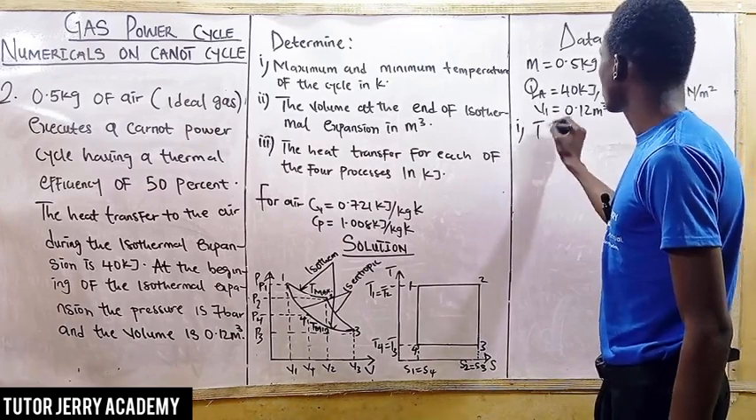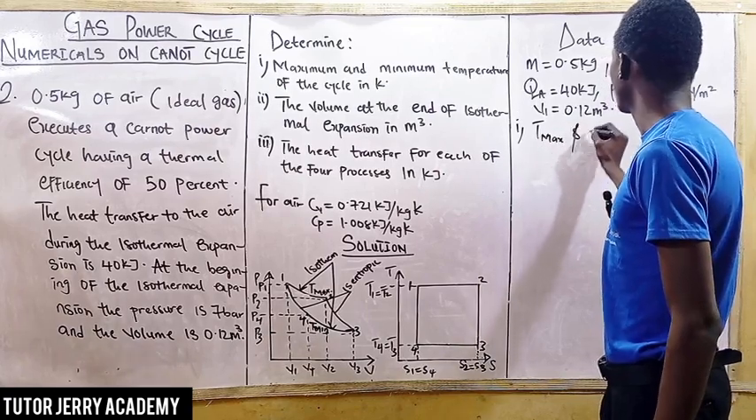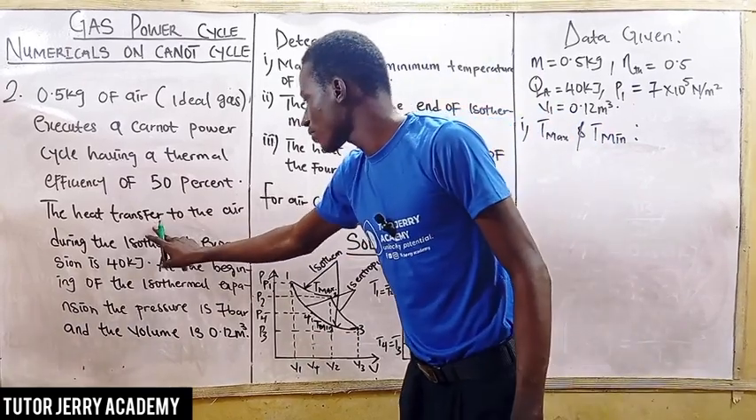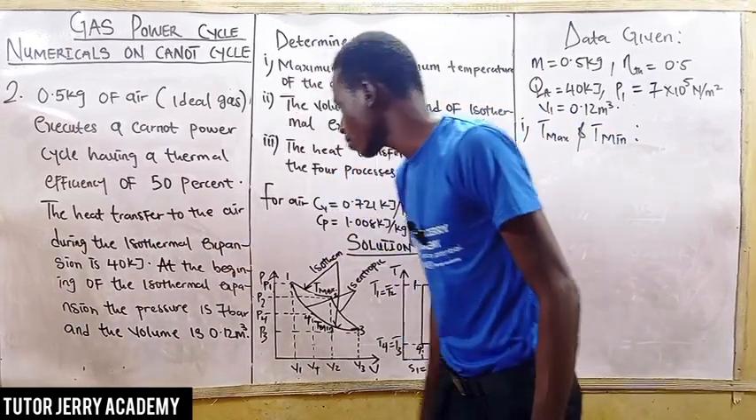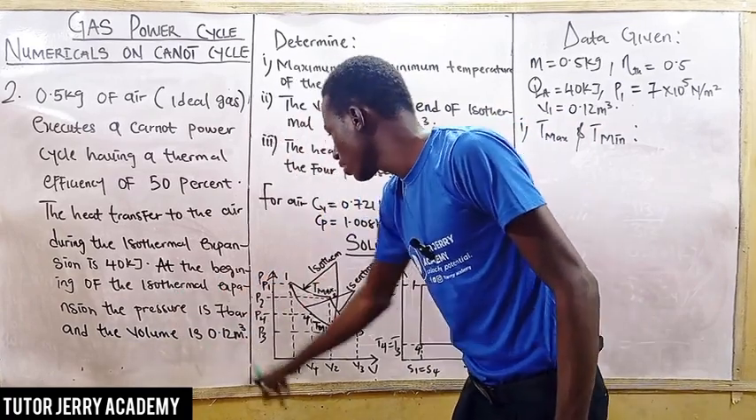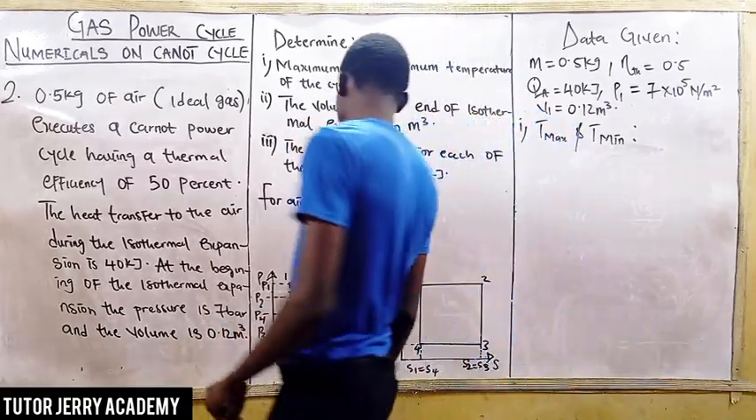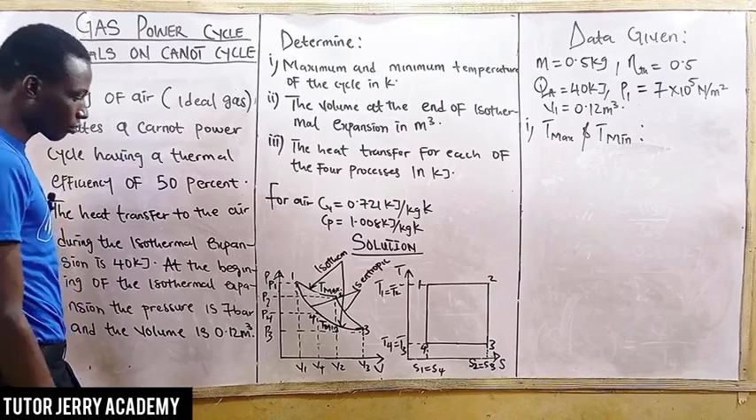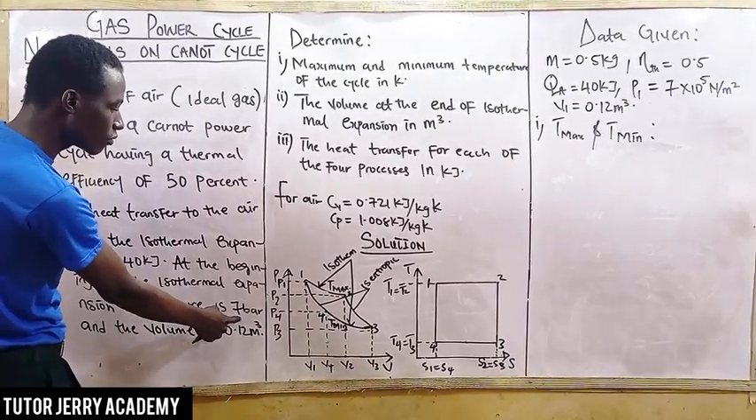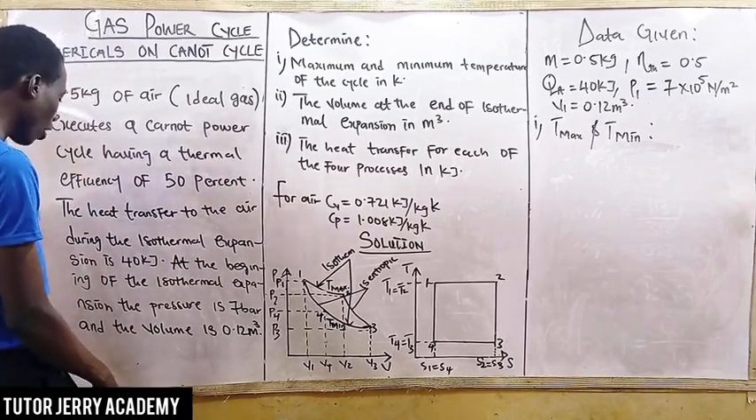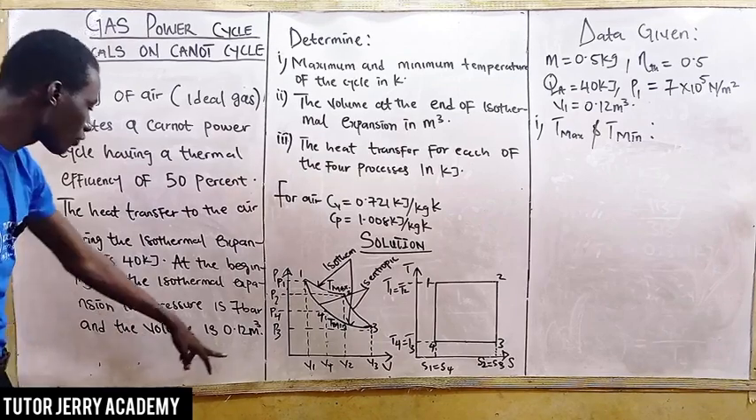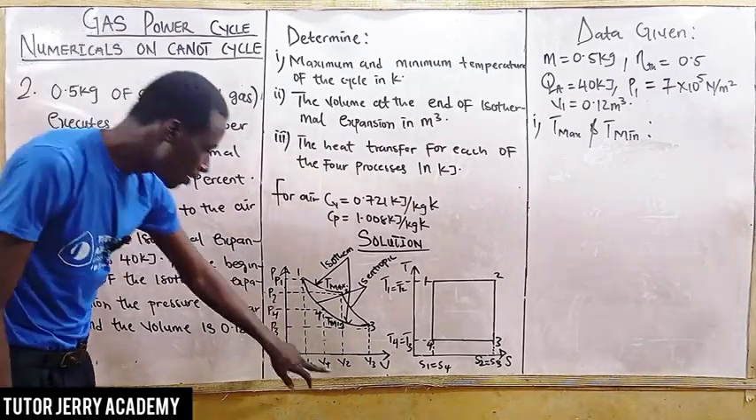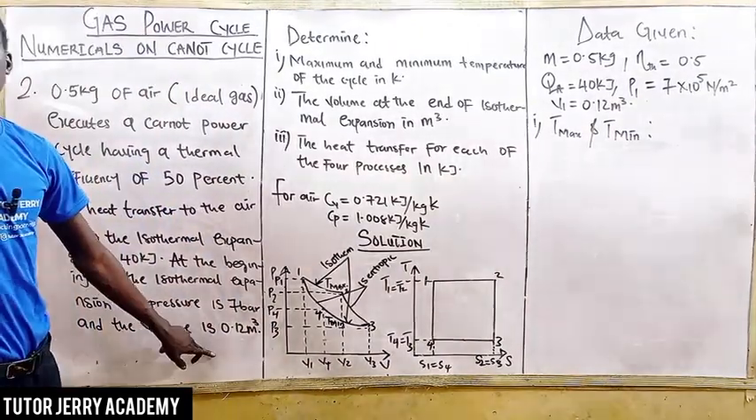Now, to solve this question, number one, we are asked to find our minimum and maximum temperature. We are to find Tmax and Tmin. From the question, we are told that the heat transfer to the air during the isothermal expansion is 40 kilojoules. At the beginning of the isothermal expansion, the pressure is 7 bar. What does it mean? From here to here, we have a constant temperature expansion, of course, isothermal expansion. And the pressure there is 7 bar, so our P1 is 7 bar. And also, we are told that we have a volume of 0.12 meter cube, still at the isothermal expansion, so our V1 here will be nothing but 0.12 meter cube.